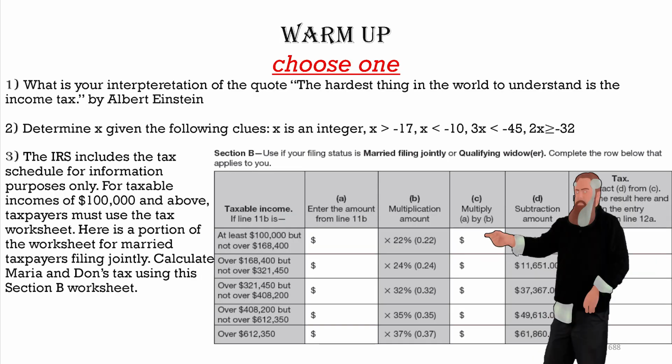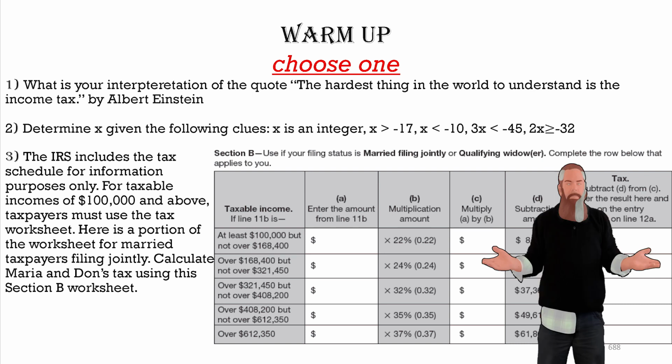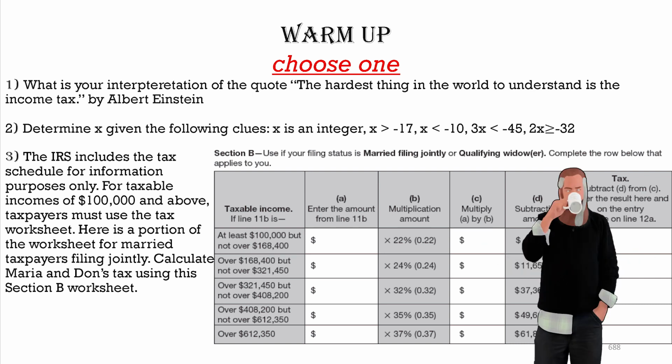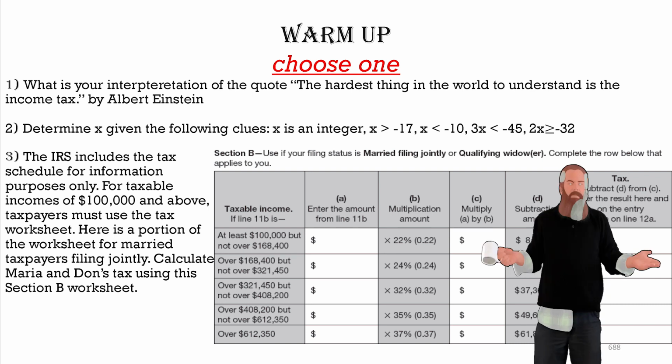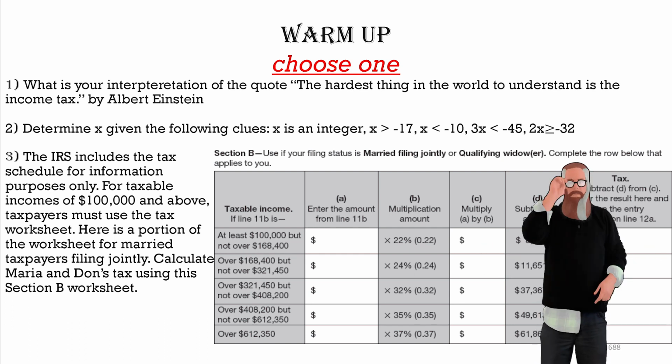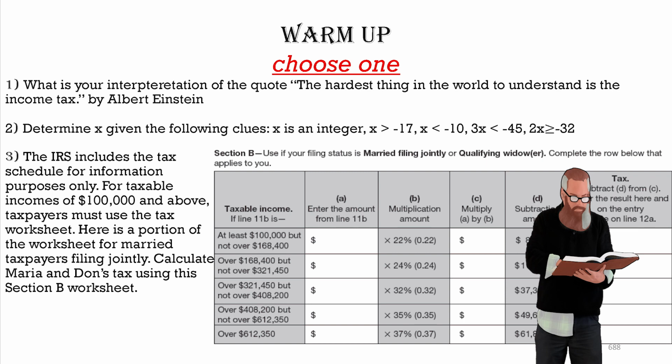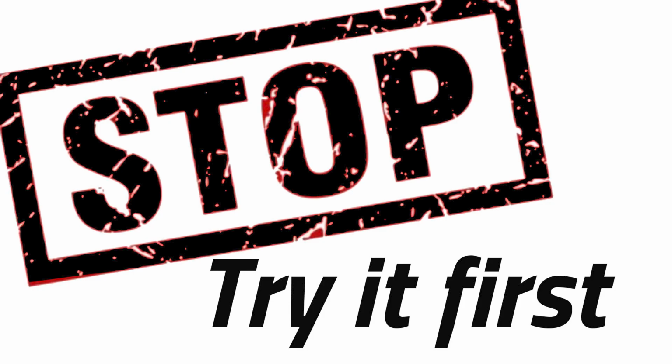Now let's take a look at a problem that you will be able to do by the end of this lesson. The IRS includes a tax schedule for information purposes only. For taxable income of $100,000 and above, taxpayers must use the tax worksheet. Here is a portion of the worksheet for married taxpayers filing jointly. Calculate Maria and Don's tax using Section B worksheet.